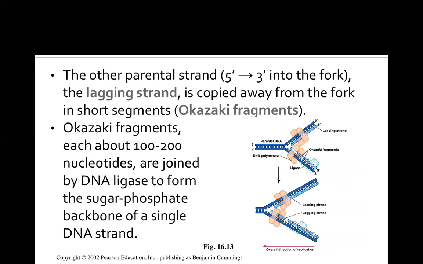The lagging strand, which is the 5 to 3' end of the fork, is copied in short segments called Okazaki fragments, right? So this started here and it'll just keep going. It started here and it just keeps going and going. This has to go in this direction, so it waits till some unzips, it goes in and it replicates. It waits till a little more unzips, it goes in and replicates. They're each about 100 to 200 nucleotides long, and then DNA ligase comes in and smooths it all out. Okay, it goes through and it adds those bonds that need to be added.